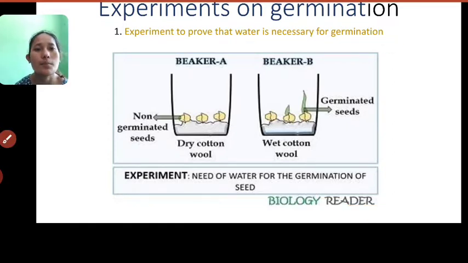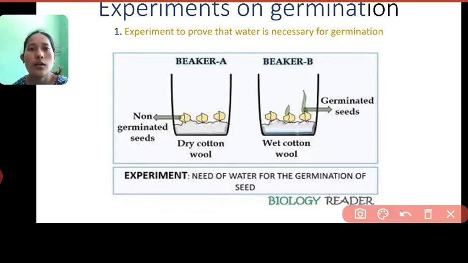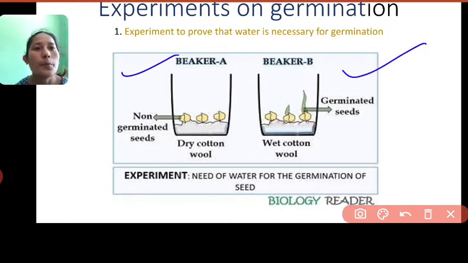Now let us look at the experiment setup. Now let us look at beaker A. So what do you have? You have two beakers. In beaker A, you just have dry cotton, and on top of the dry cotton you have placed a seed. Now look at beaker B. You have wet cotton there, that means your cotton was soaked in water and then placed there. And you have placed a dry seed in both cases.